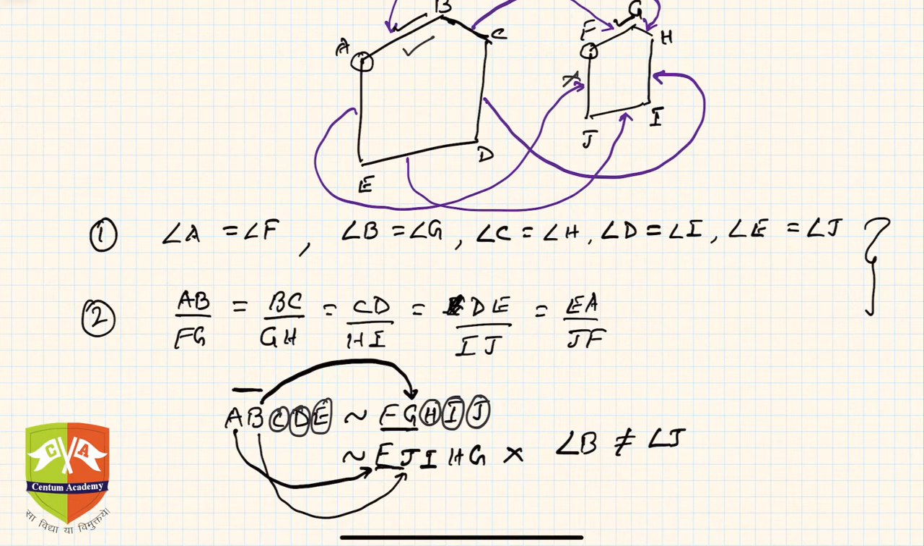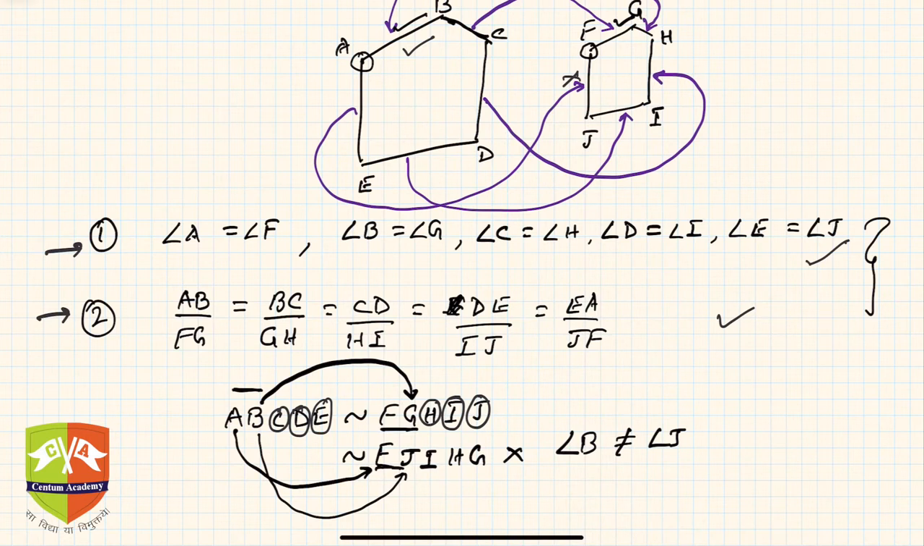Okay, so order is important, and hence, what are the two criteria? All corresponding angles must be equal. All corresponding sides must be proportional, right? Now, both of them must be holding true simultaneously. If one is true and two is not, then they are not similar. And if two is true and one is not, then also they are not similar. But triangles are an exception.